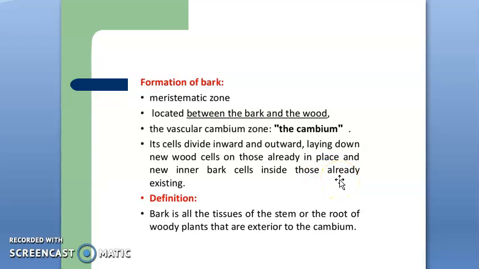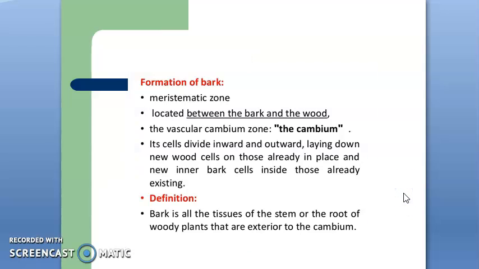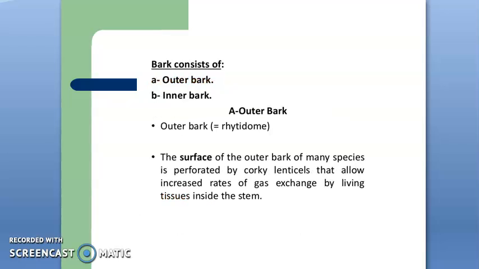So, how to define this bark? This bark is all the tissue of the stem or root of woody plants that is exterior to the cambium. Also, this bark consists of outer bark and inner bark. This outer bark is also called rhytidome. The surface of the outer bark of many species is perforated by corky lenticels that allow an increased rate of gas exchange by living tissue inside the stems.